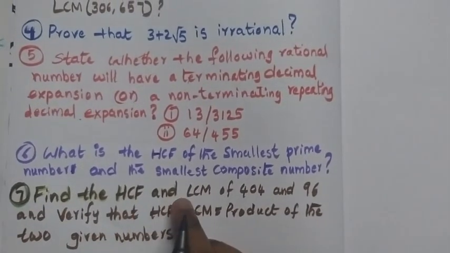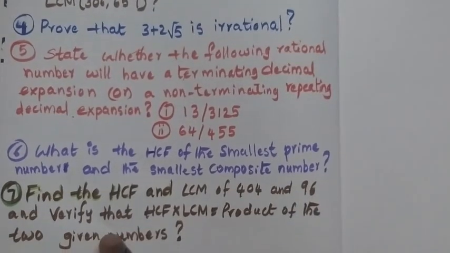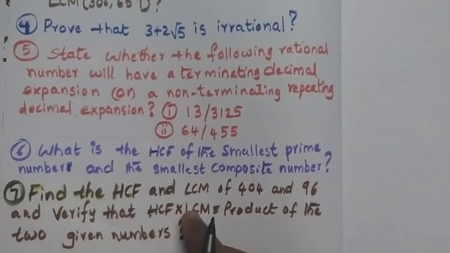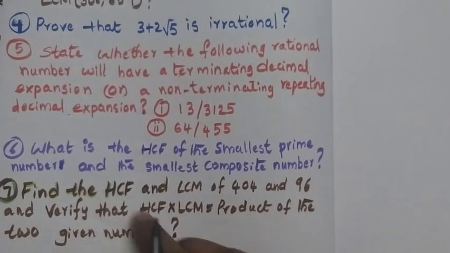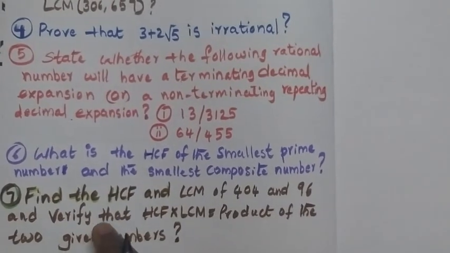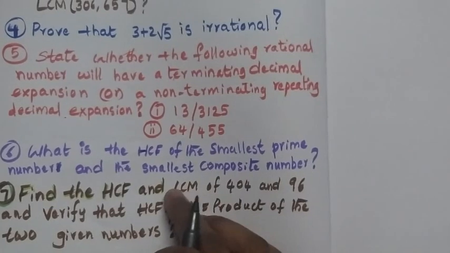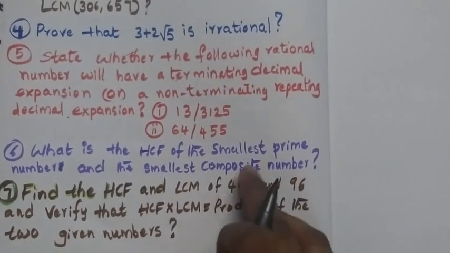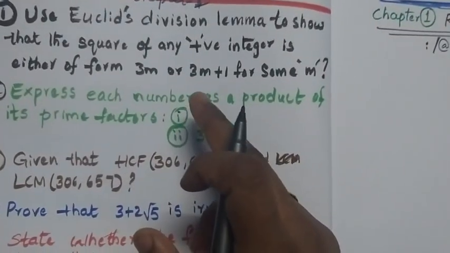Find the HCF and LCM of 404 and 96 and verify that the product of HCF and LCM is equal to the product of the two given numbers. We have to find the HCF and LCM first, and also we have to verify that the product of HCF and LCM is the product of the given two numbers. Okay, first of all we are going to solve one by one. So let us see the first question.